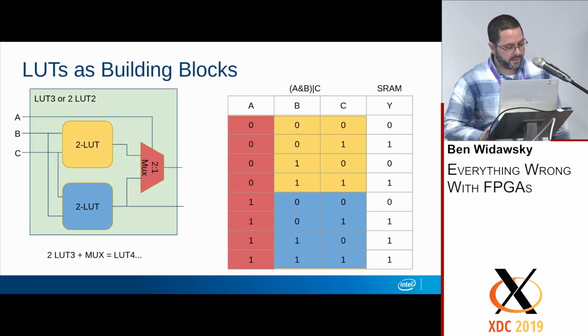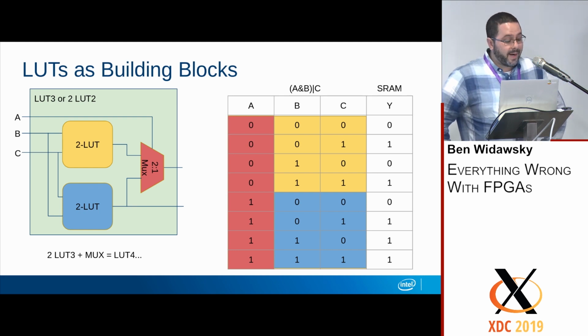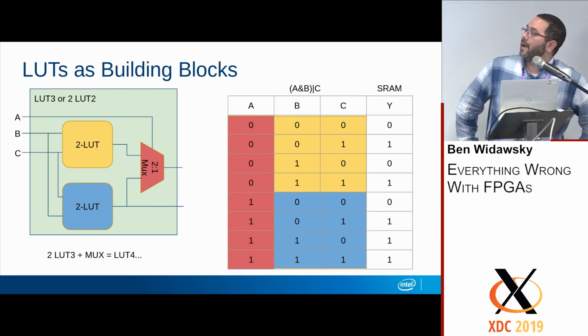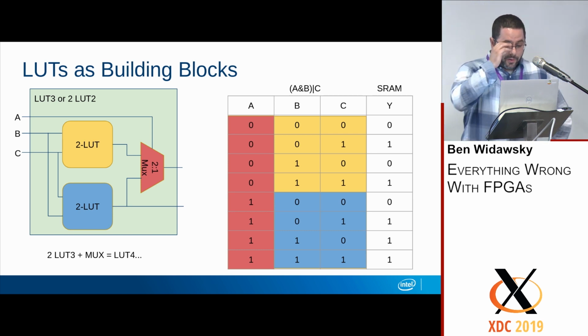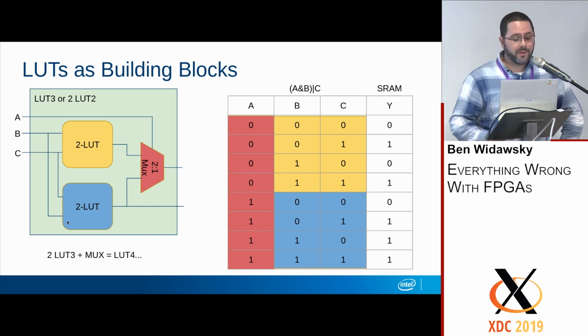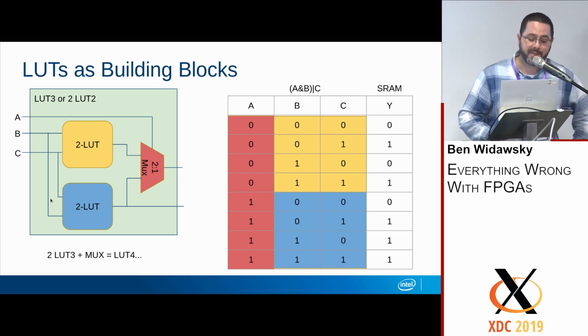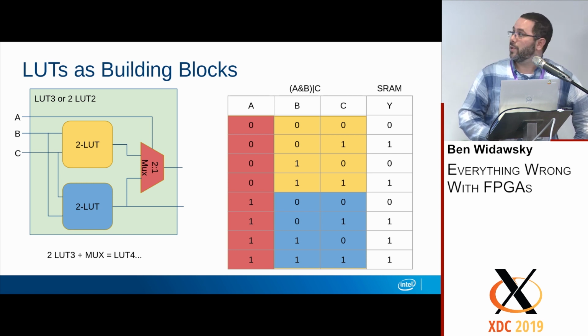So let's take it a little bit further. LUTs are cool because you can combine them together and make bigger LUTs. And with bigger LUTs, you can get more complicated Boolean logic. So in the example here, I took my two LUTs that I had earlier, and I muxed them together, and now you have a 3-input LUT where the new input is driving which LUT you're using.